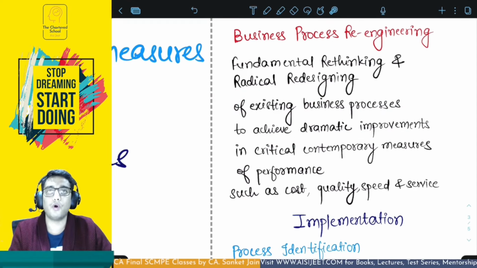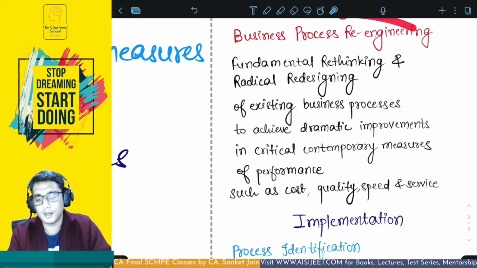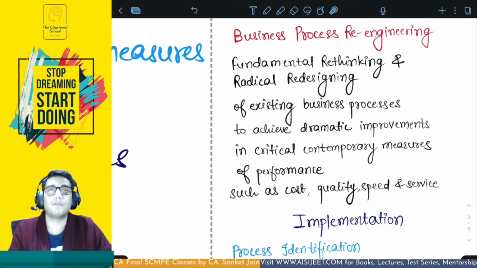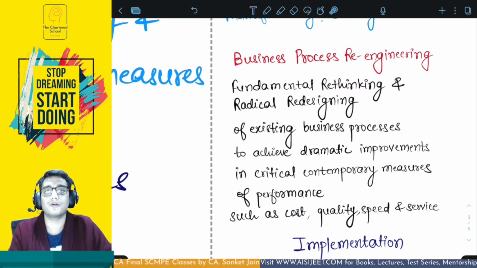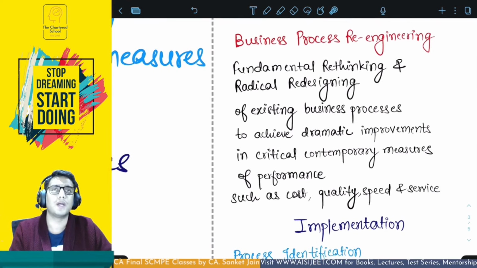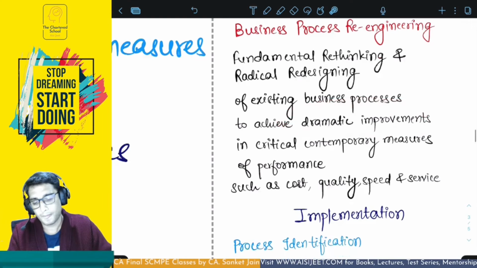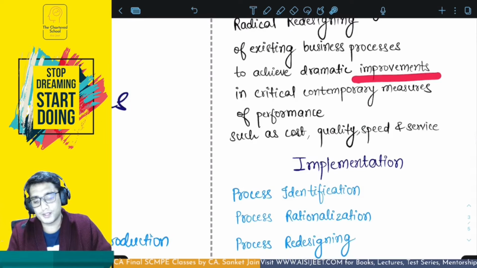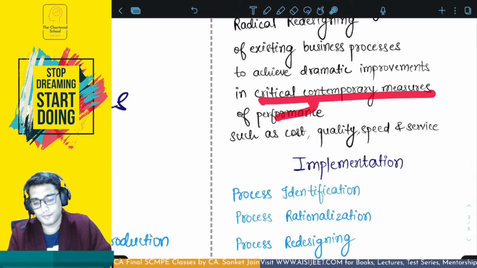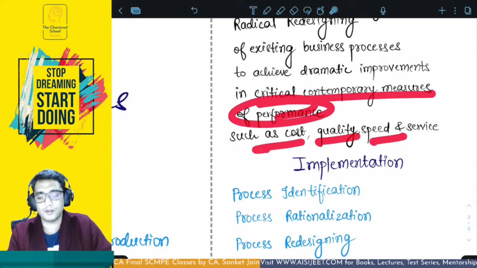For example, Ford, when applied BPR, reduced their workforce by 75%. So assume if they had, let's say, 1,000 workers, by 75% reduction means that now after BPR implementation, they were working only with 250 staff members. That is a huge amount of reduction, right? So BPR works with only dramatic improvements. And this improvement is required in critical contemporary measures of performance like cost or quality or speed or service.